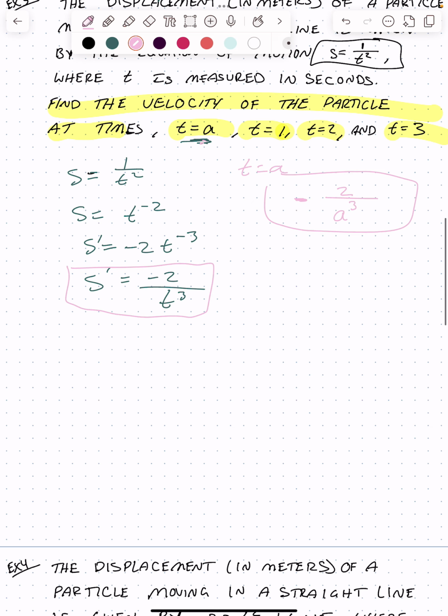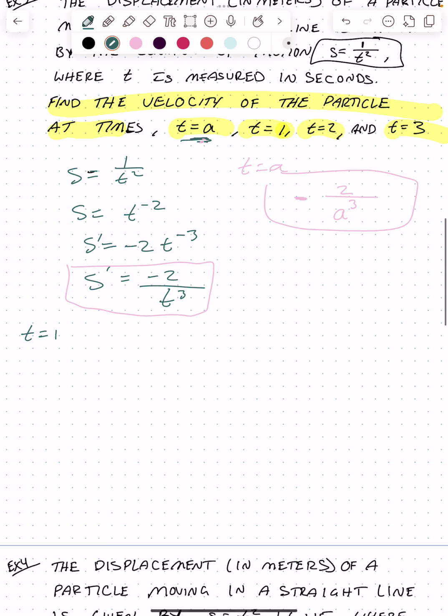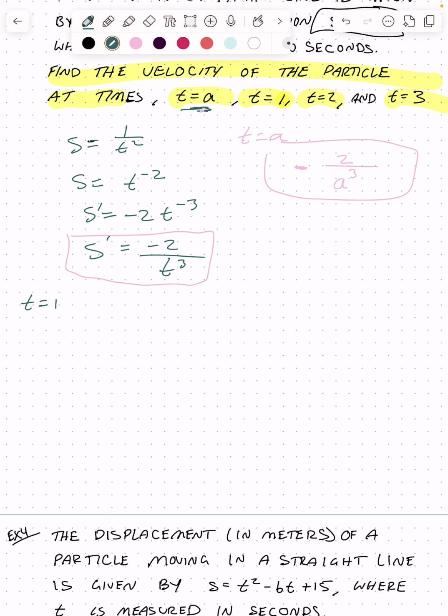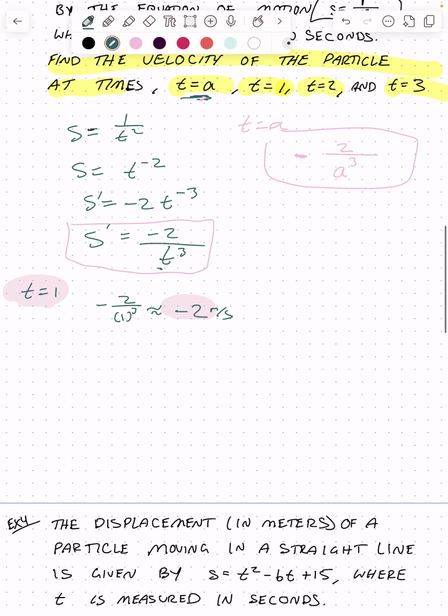All right, so now let's continue. Now it's just business as usual. You're literally just going to plug in these values into that equation. So when you plug in 1 for t, we get what? Negative 2, because 1 to the third power is literally just 1, and negative 2 over 1 is just negative 2. So we have found the answer for that one. And of course, this is going to be meters per second. I should probably write that. Okay, so let's move on.